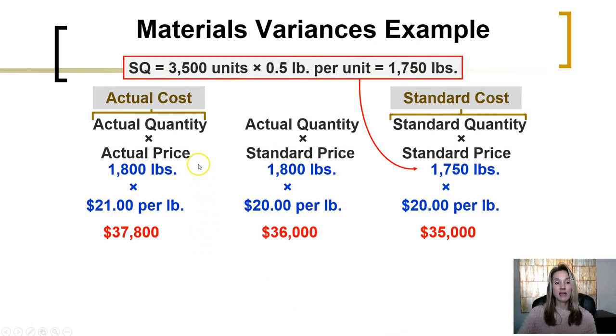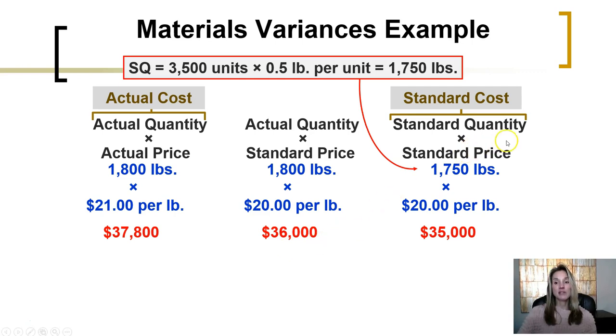Starting on the left side of our diagram, we are going to calculate the total actual cost, which is the actual quantity of materials used at the actual price. We actually used 1,800 pounds and paid an actual price of $21 per pound. Our total actual cost was $37,800 for our materials. Here in the center, our actual quantity of materials times the standard price. We actually used 1,800 pounds. We should have paid $20 per pound, giving us a $36,000 flexible budget amount for materials.